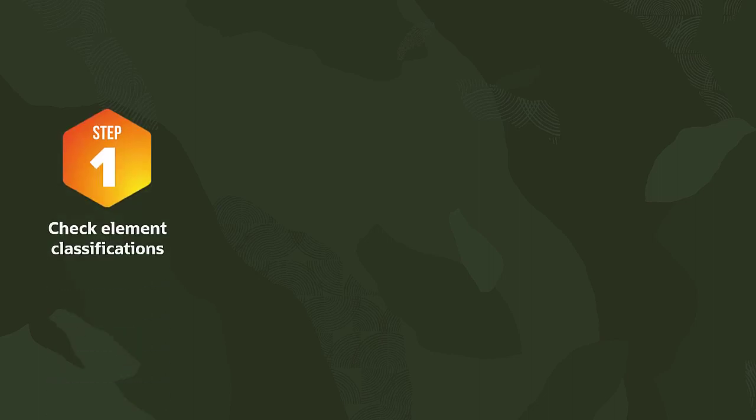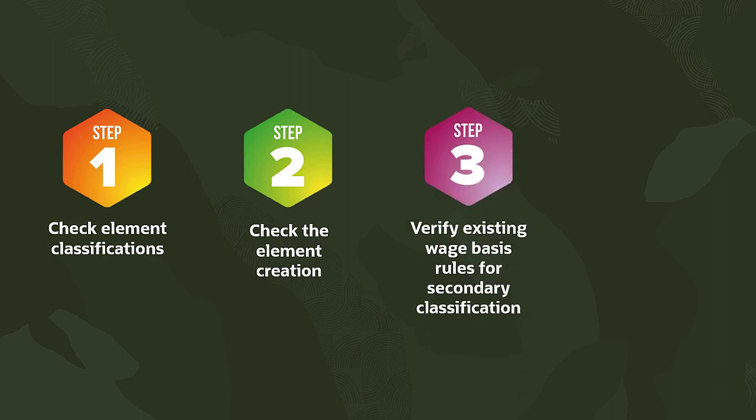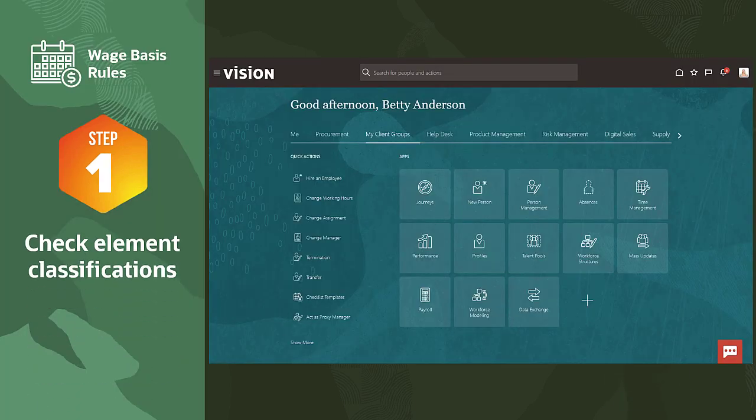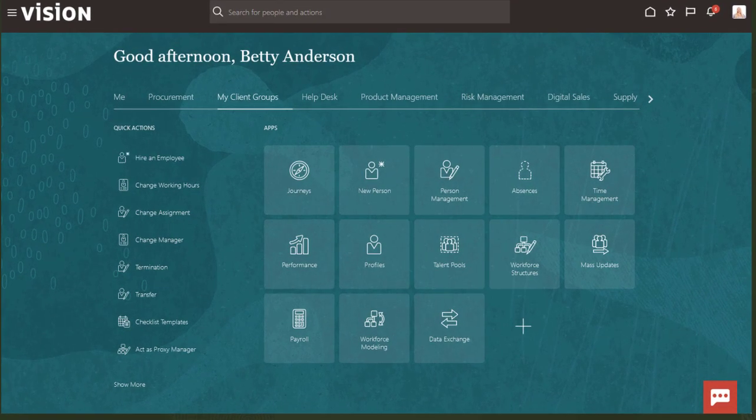When setting this up in the system, there are a few areas you want to check: the element classifications, the element creation for company car, verify existing wage basis rules for the secondary classification, and test your data. I'll first need to ensure that the primary element classification, imputed earnings, and the secondary classification, personal use of company car, are both present in the system.